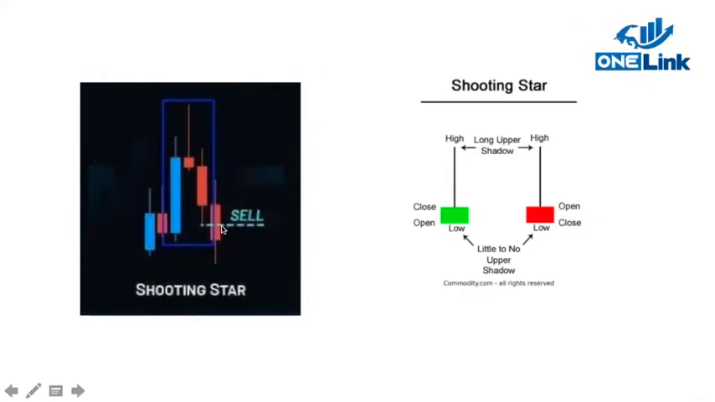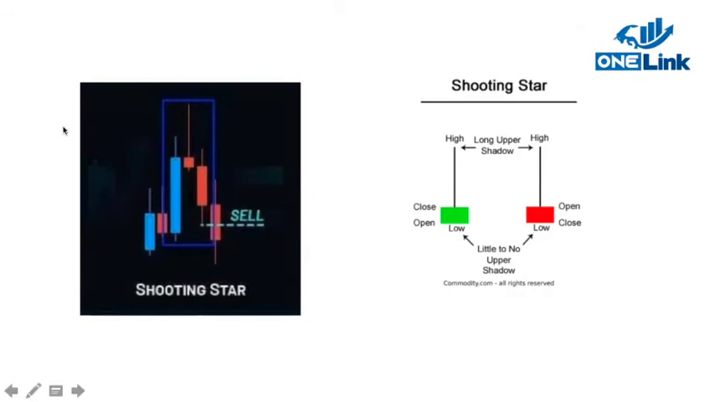This gives you a confirmation of where you need to enter the trade, and this will be your exit. If the price goes beyond the tip of this, that will be your exit level. So that will be the shooting star. Don't get confused. When you get a shooting star, it doesn't mean that you need to enter. Get a confirmation before you enter the trade.